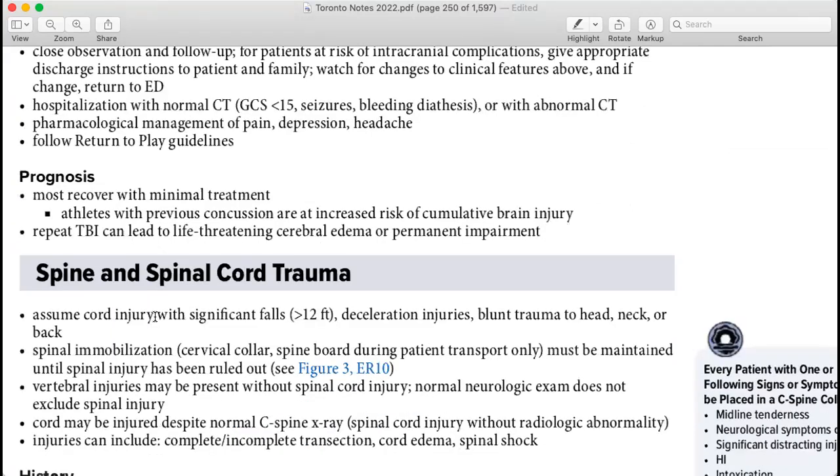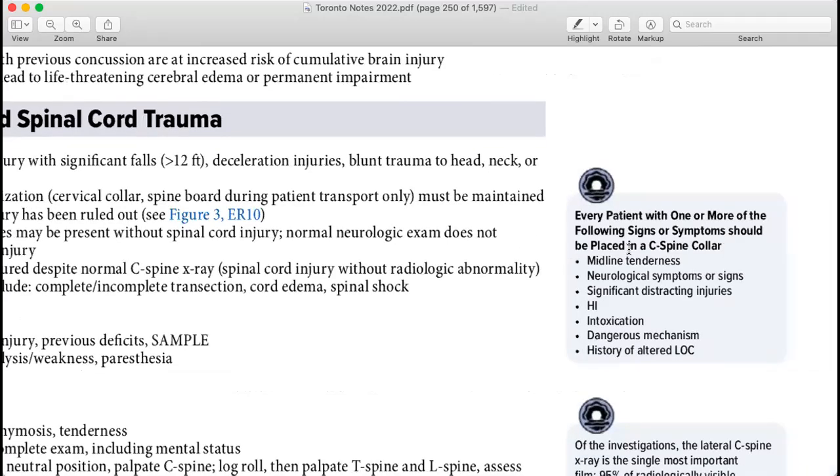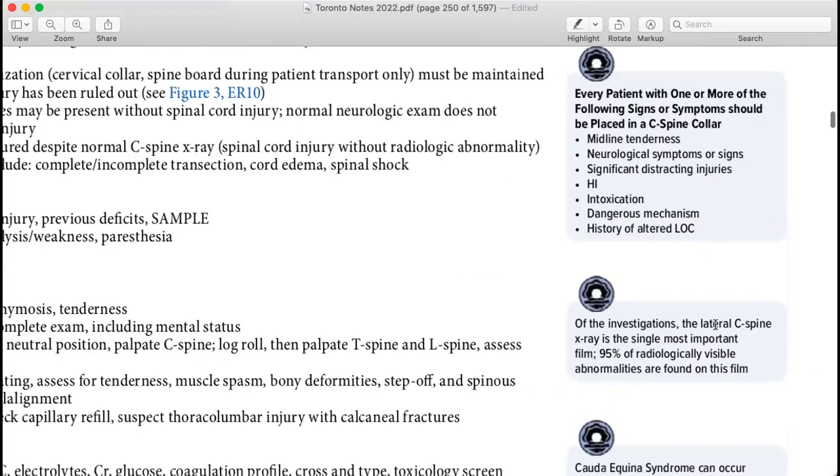Spine injury: the same history questions you are going to ask. Every patient with one or more of the following signs and symptoms should be placed in a C-spine collar. Simple as that: midline tenderness, neurological symptoms, distracting injuries, head injury, intoxication, dangerous mechanism, history of altered level of consciousness. Now you know when you are going to put on the C-spine collar. Among the investigations, the lateral C-spine X-ray is the single most important film. 95% of radiologically visible abnormalities are found on this film. So if you go by the lateral C-spine X-ray, that's more than enough.